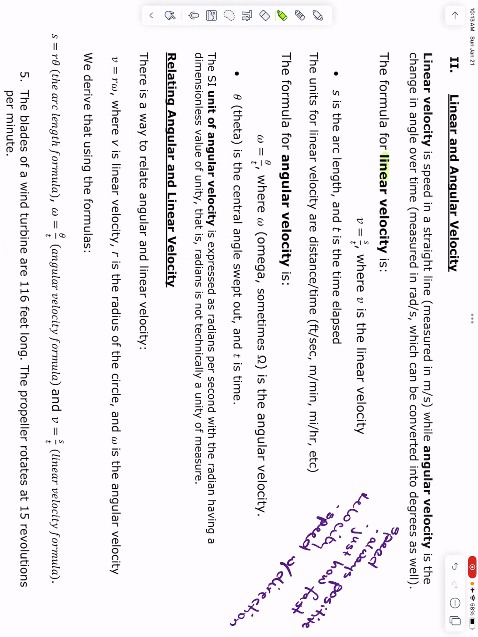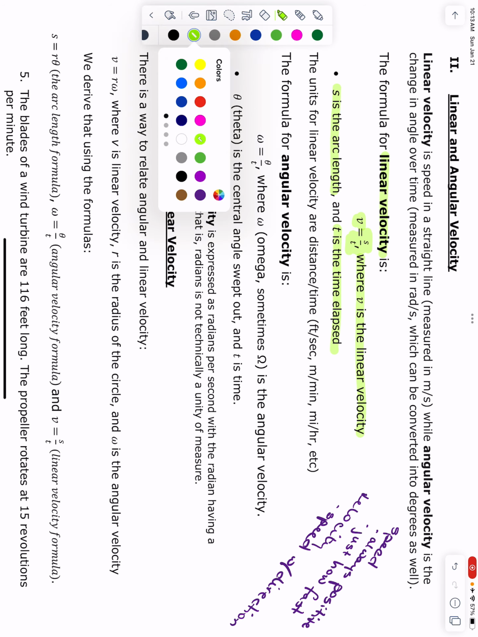We have our linear velocity. The velocity is the v. Our linear velocity formula is s over t. V is linear velocity, s is the arc length, t is the time. So basically we're finding how fast we're going around that circle by taking how much of the circle we're covering and dividing it by how much time it took us. Makes sense.